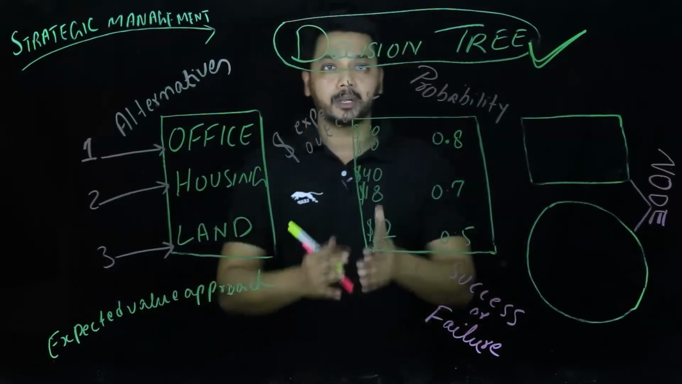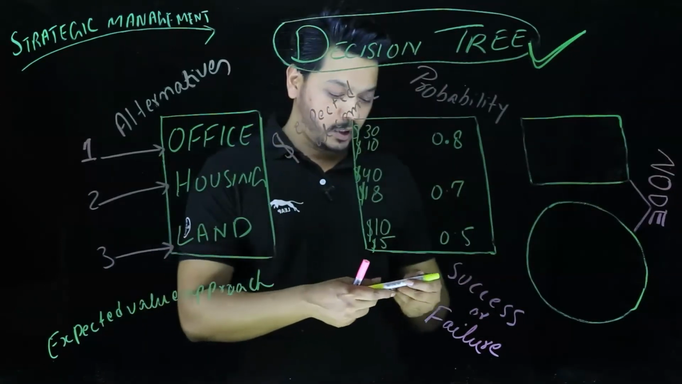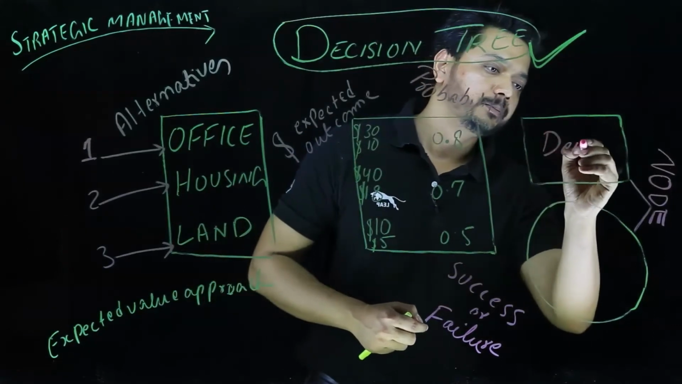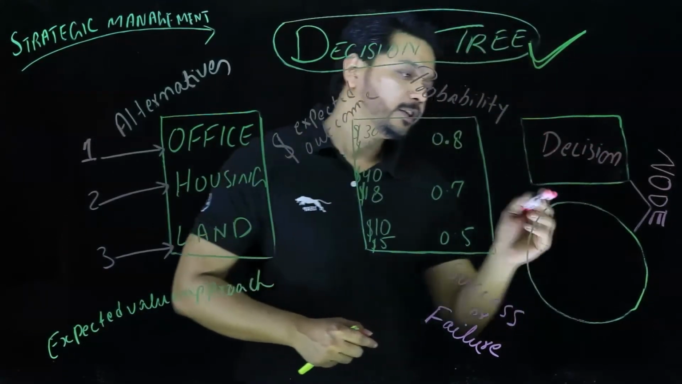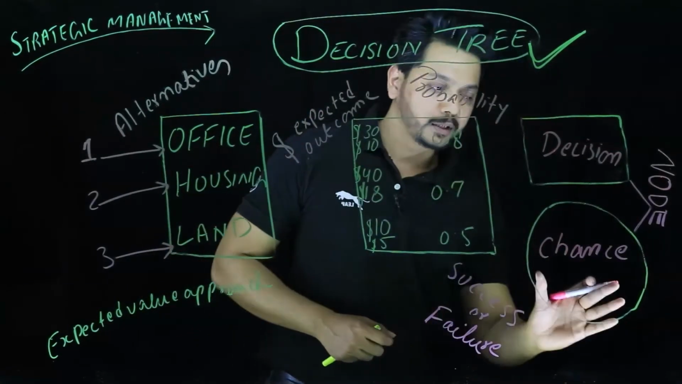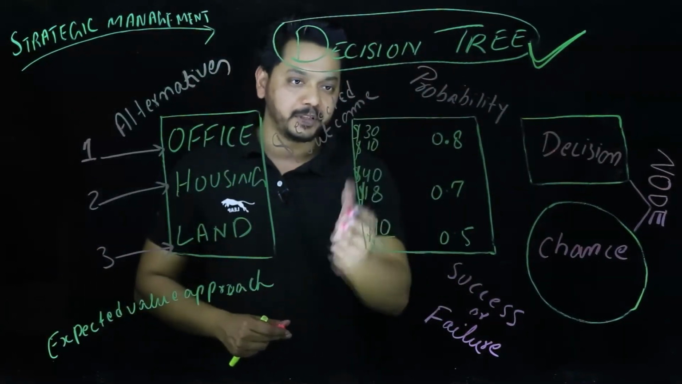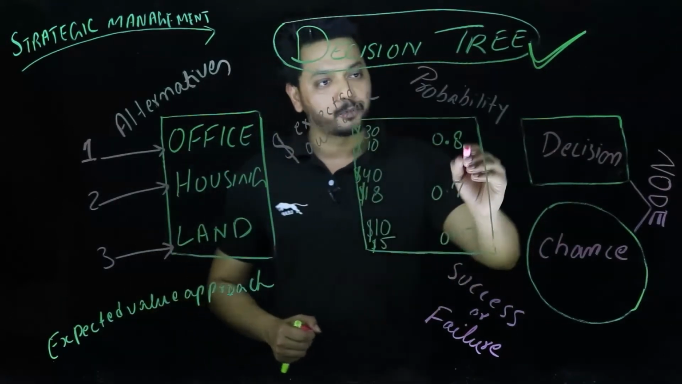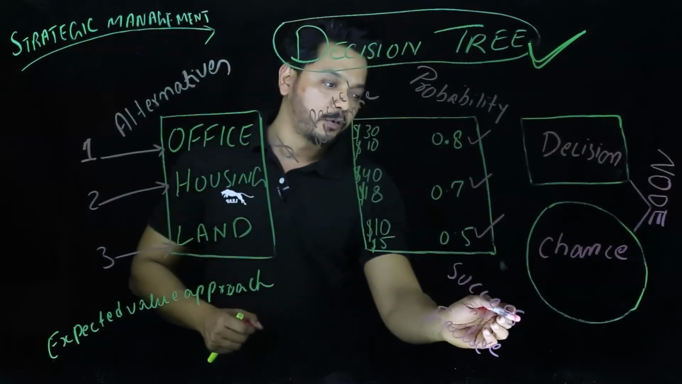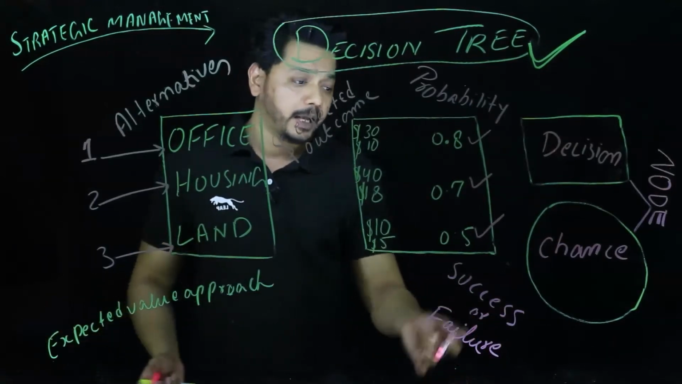So if we go through the structure of this analysis technique, we have nodes. One node would be of decision. This node represents a node of chance. On the other hand, we have the expected values in the form of currency, meaning dollars. We also have the probabilities, for example an 80% probability of success, maybe a 20% probability of failure, and likewise.